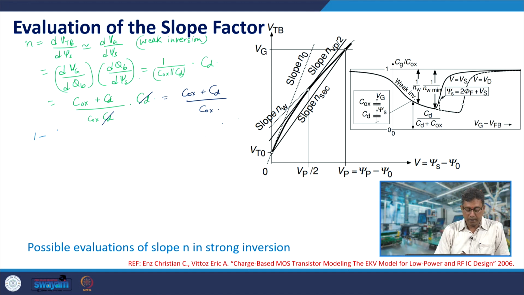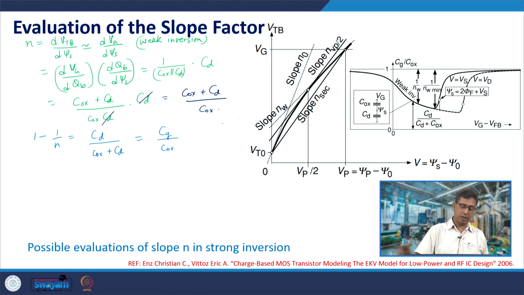So, what is 1 minus 1 by n? That would come out to be C aux Cd by C aux plus Cd, isn't it? That is Cg by C aux, where this is actually equal to the gate capacitance Cg. If we look at Cg by C aux versus Vg, what do we observe? For a given value of local surface potential V, from accumulation this goes into depletion, which is weak inversion, and then from here moderate inversion and strong inversion.